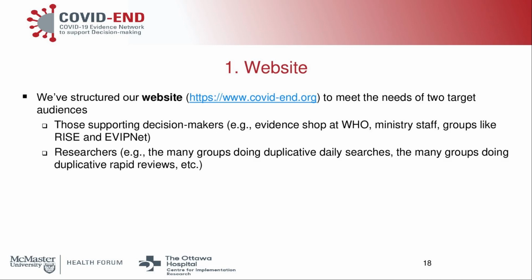So in terms of the website, the website's really been divided into two different target audiences. One is what are the resources you need if you are someone that is supporting decision makers. And that could be at a local level, could be at a regional level, provincial, state, federal. So there's those resources, and then slightly different resources if you are from the research world and you are doing maybe systematic reviews for the first time, or rapid reviews, or other types of initiatives related to COVID-19. That's what the site is primarily for.